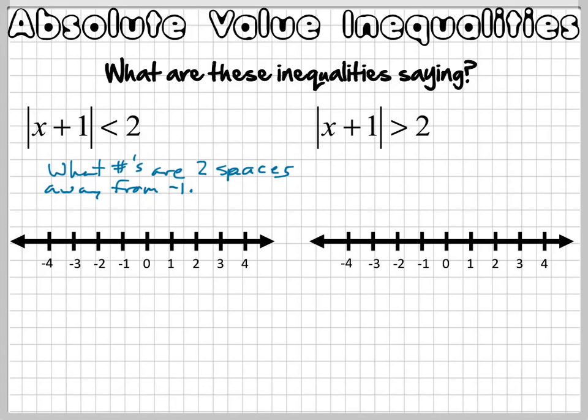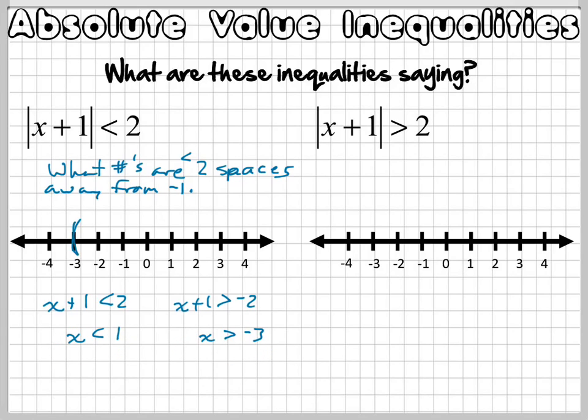Actually, this should say what numbers are less than 2 spaces away from -1. When we go to solve this one, we go x plus 1 is less than 2 and x plus 1 is greater than -2. We flip this sign and we change the sign of the last number to figure it out. And then we would subtract 1 from each of them, and you get your two intervals here. Less than 1, greater than -3. Actually, I think that's just one interval.